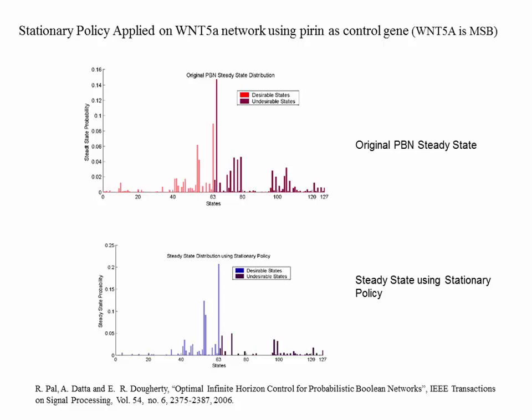So this is the steady state distribution of the PBN without the application of any control. You can see that the steady state probability mass in the undesirable states is quite high. If we use control, you see that a lot of the probability mass has been shifted from here to this region, to the good states. That's what we showed in this particular paper. So it may not cure a particular cancer, but the chances of being in those undesirable states is lowered by the application of control.